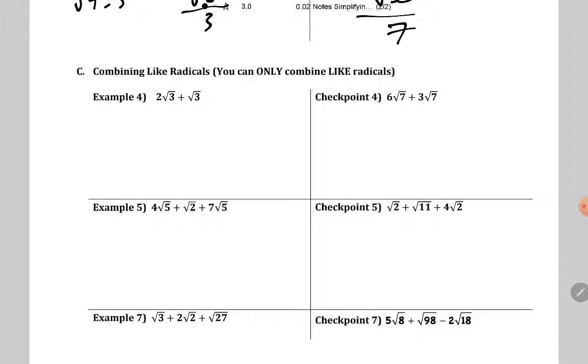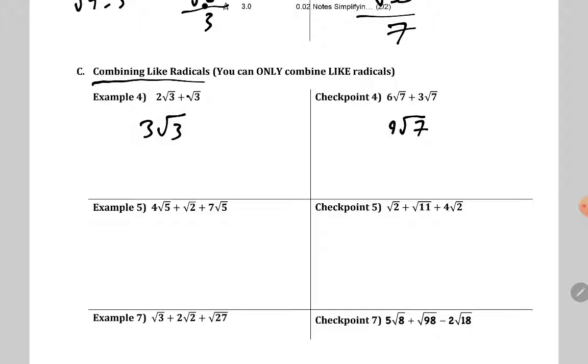All right, so we can combine like radicals. So remember, like radicals is just like example 4. Think of it as 2 square roots of 3 plus another square root of 3. So that is 3 square roots of 3. Well, another way to look at it is 2 apples plus 1 apple equals 3 apples. 6 apples plus 3 apples is 9 apples.